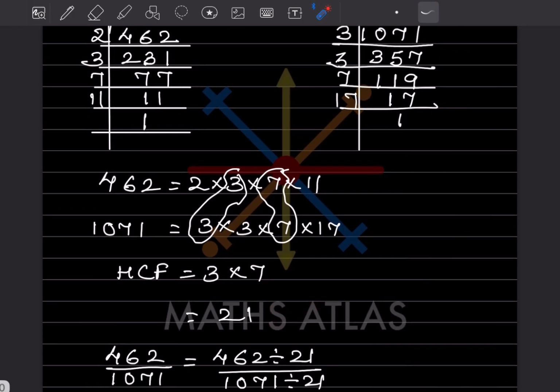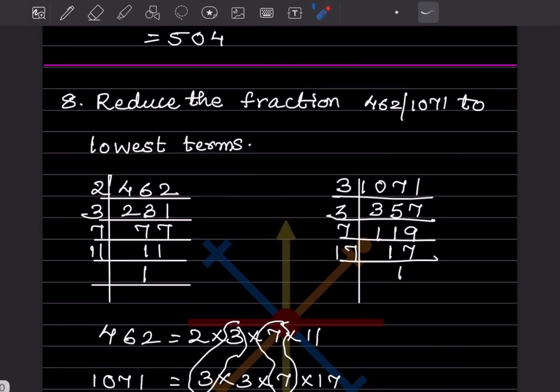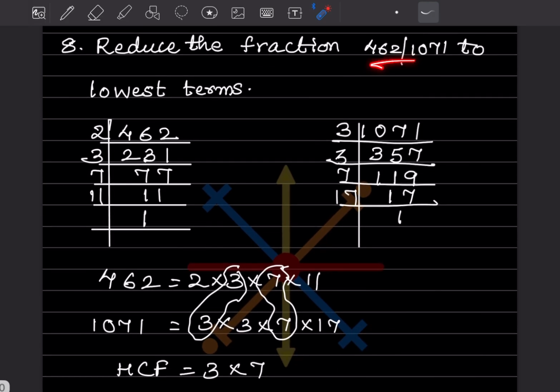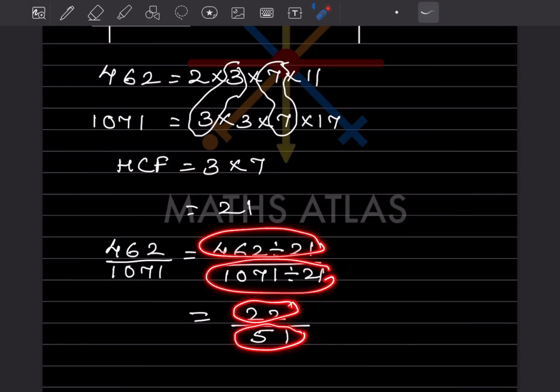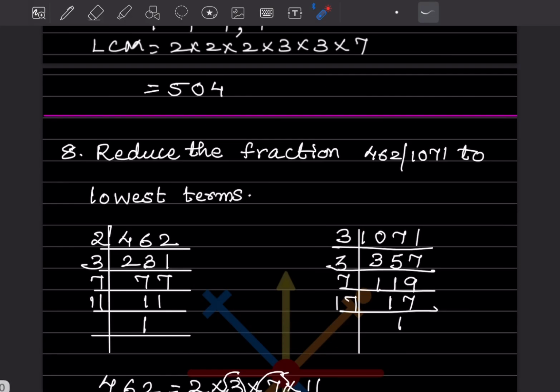So what will you do here? 462, what you have to do? We have to see for the lowest term 462 divided by 1071. So this also you are going to divide by 21 and this number you are going to divide by 21. So after dividing this one, you get 22. After dividing this, we get 51. So this is the lowest term.